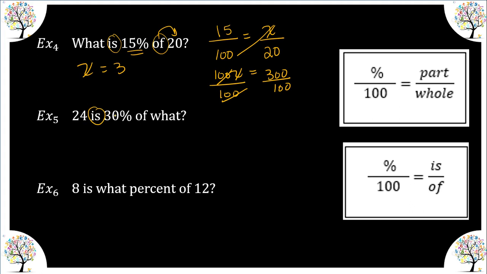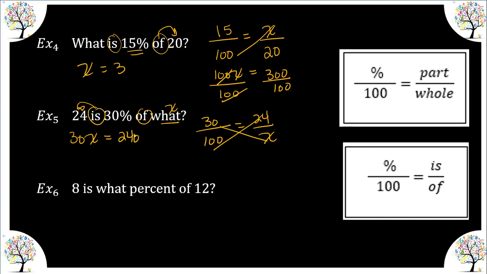24 is 30% of what? So let's take a look at our percent ratio. Then we have is, so that's on top, is over of. We're looking for the whole, and now we will cross multiply. We have 30x equals 2400. Isolate x, and x equals 80. So 24 out of 80 is 30%.